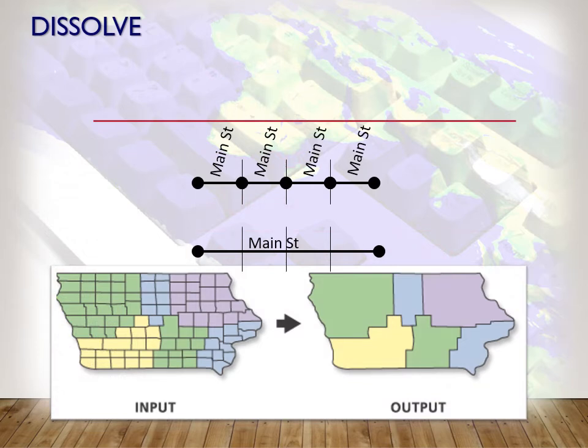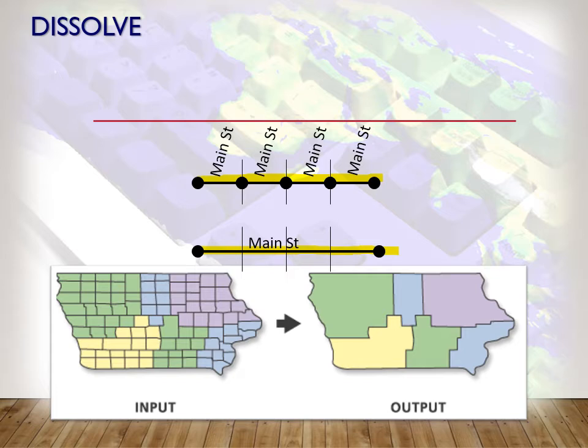Dissolve basically takes features that have the exact same attribute value for a specific field, and they are dissolved into larger polygons, or lines, I should say. For example, we have Main Street. For some reason, there are 4 separate Main Street lines. That's redundant. So we can dissolve and we have only one.